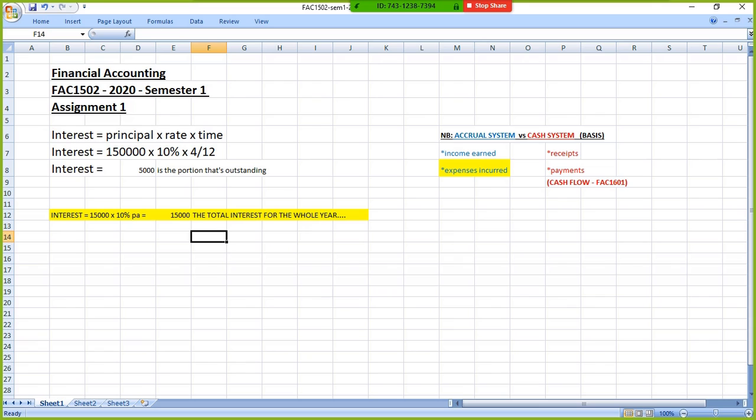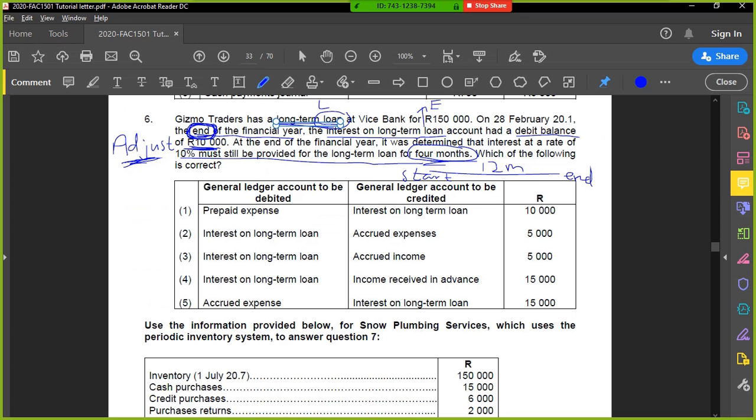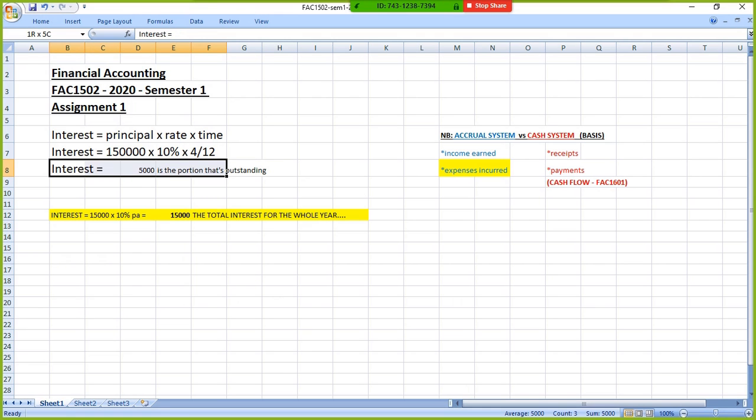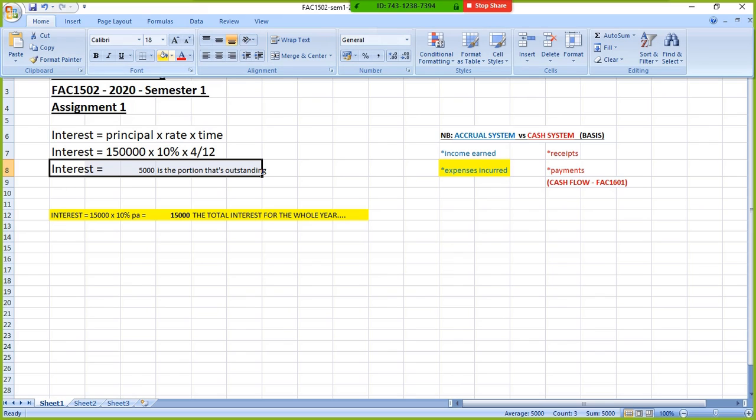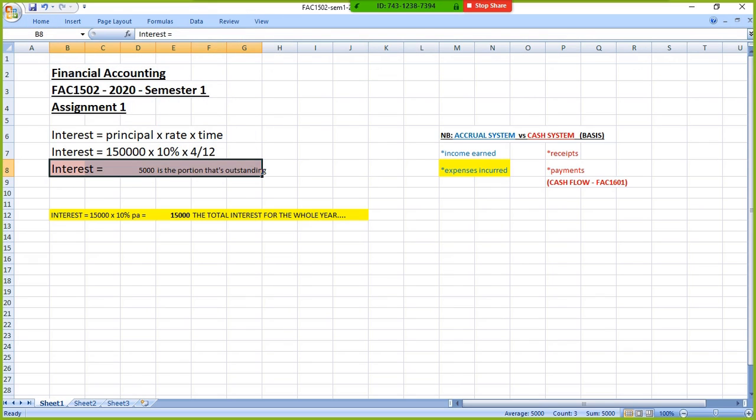15,000. Correct. Okay, have you recorded the 15,000? No, how much have you recorded? 10,000. Correct. Right, and what do you still need to record? 5,000. There we go. Okay, so what is this? It's an accrual. It's an adjustment. It's an accrued expense, I think. Accrued expense. There we go. See, you've got it. Okay, that's how the basics fit in.